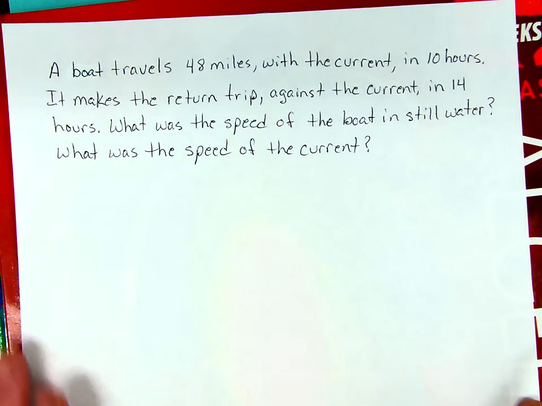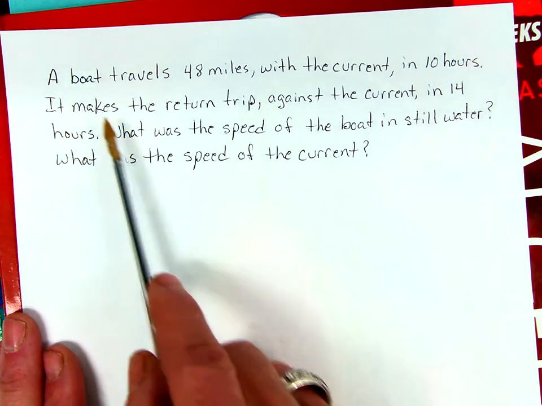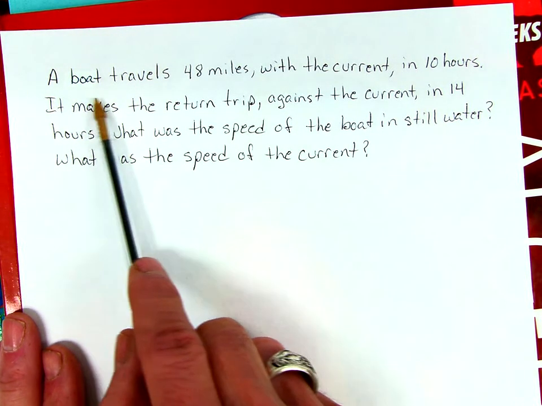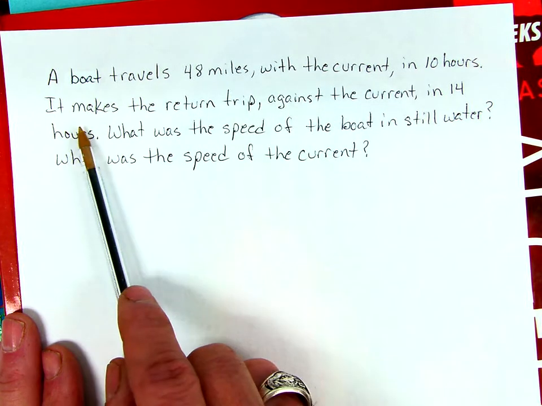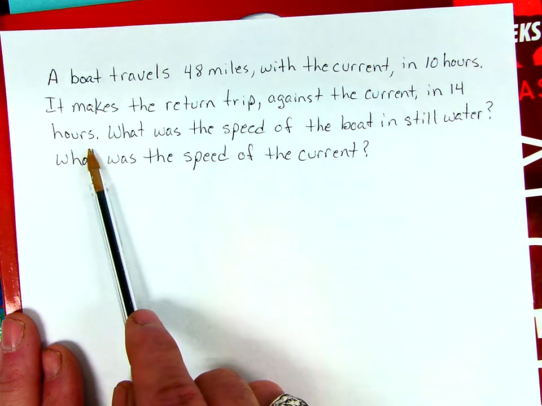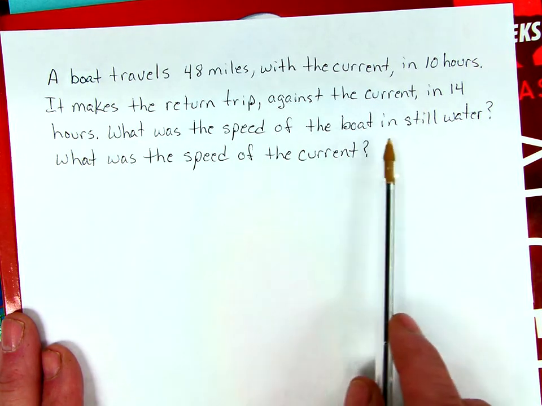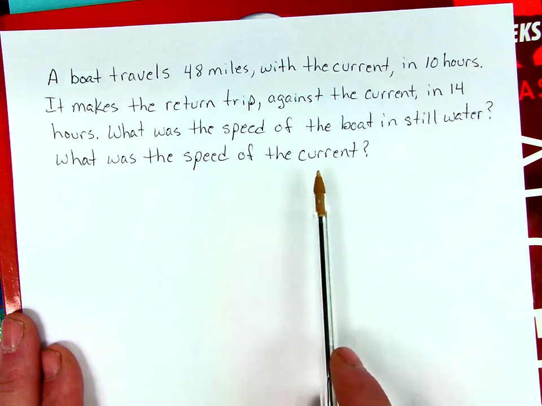Okay, so today we're going to talk about systems of equations and some classic examples. Here's an example where it says a boat travels 48 miles with the current in 10 hours, makes the return trip against the current in 14 hours. What was the speed of the boat in still water? What was the speed of the current?